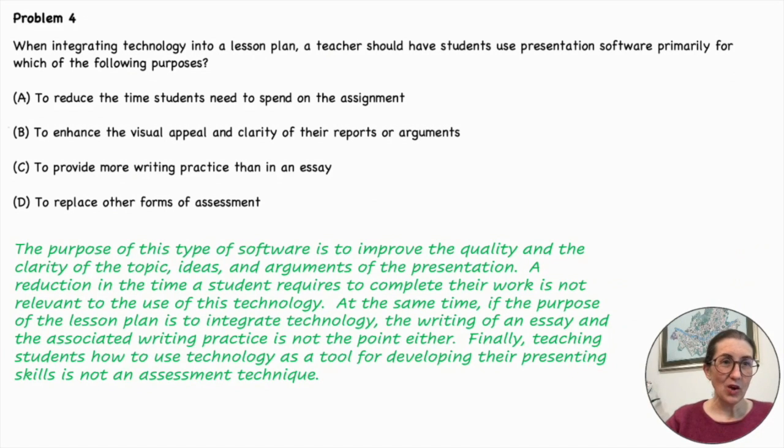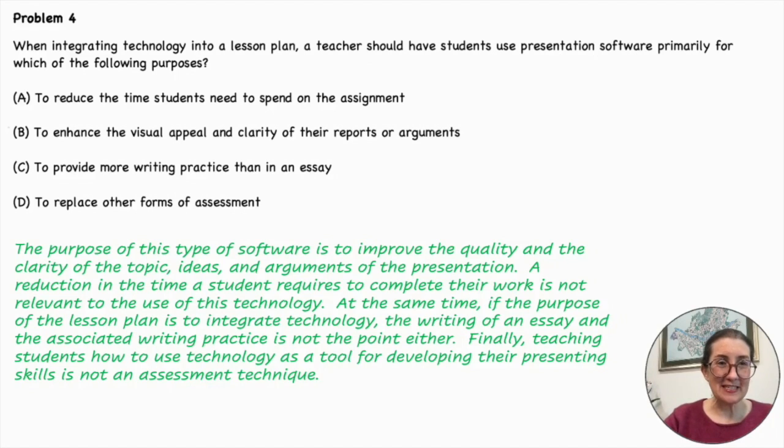Problem number 4. When integrating technology into a lesson plan, a teacher should have students use presentation software primarily for which of the following purposes? To reduce the time students need to spend on the assignment, to enhance the visual appeal and clarity of their reports or arguments, to provide more writing practice than in an essay, to replace other forms of assessment. Now, let's discuss this one further.